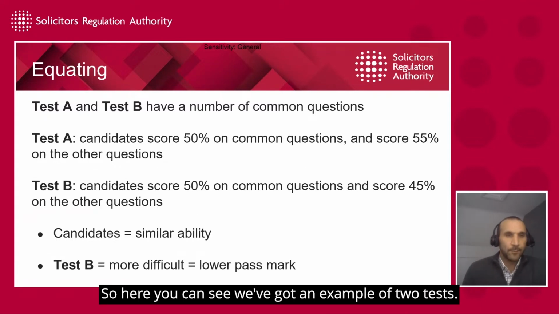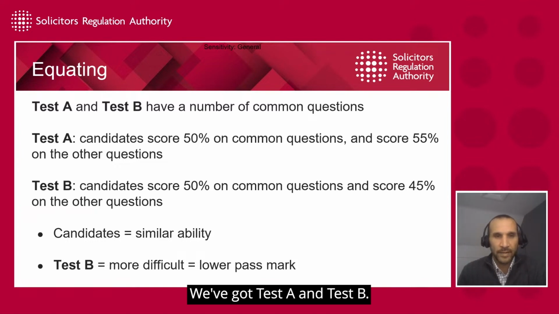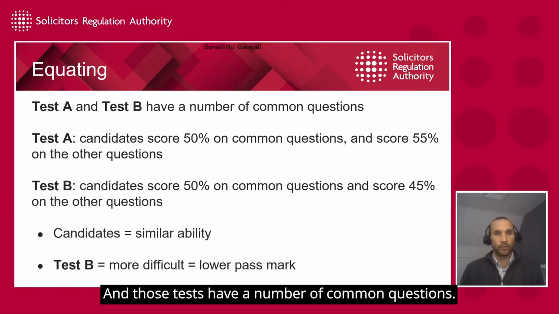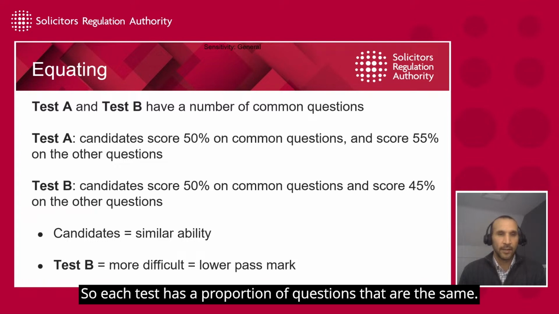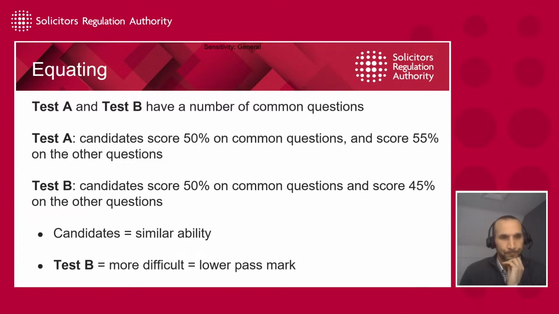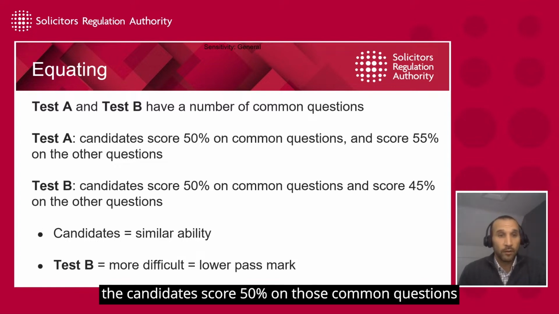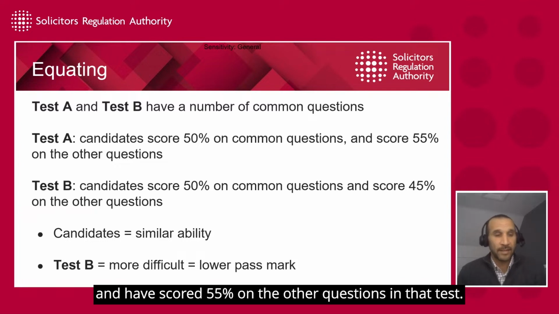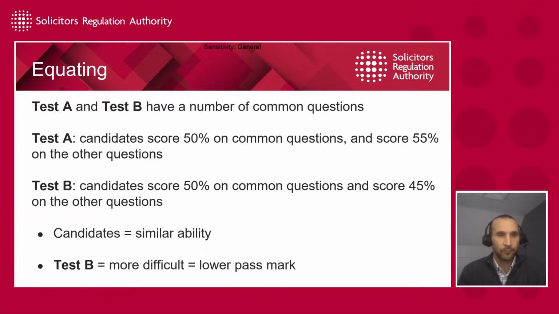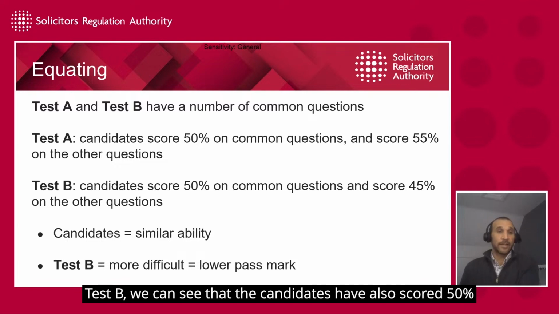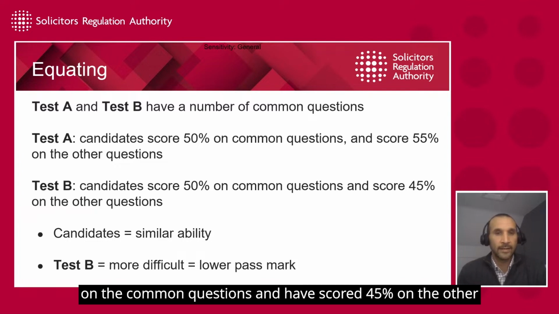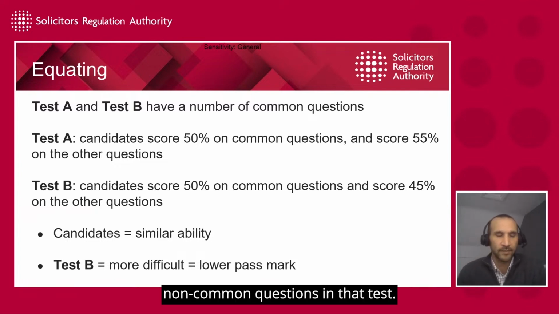So here you can see we've got an example of two tests. We've got test A and test B. And those tests have a number of common questions. So each test has a proportion of questions that are the same. And then when they're delivered, you can see test A, the candidates score 50% on those common questions and have scored 55% on the other questions in that test. Then a different test, test B, we can see there that the candidates have also scored 50% on the common questions and have then scored 45% on the other non-common questions in that test.